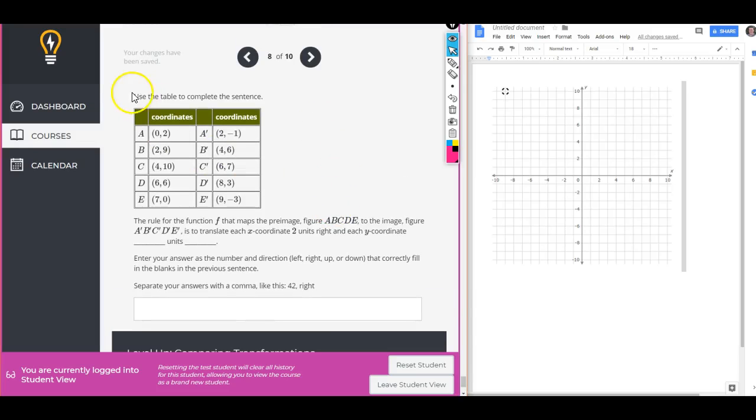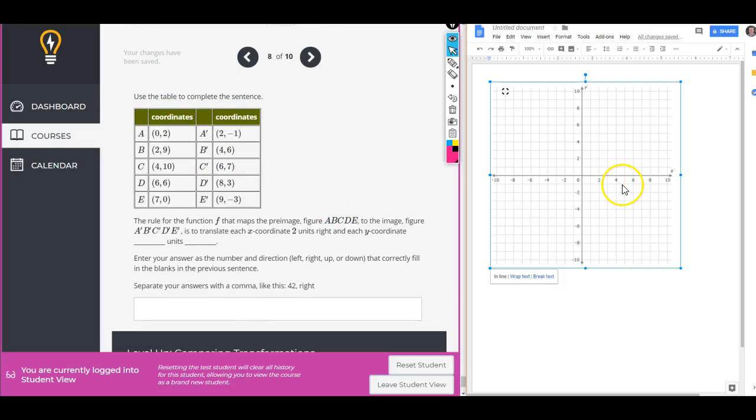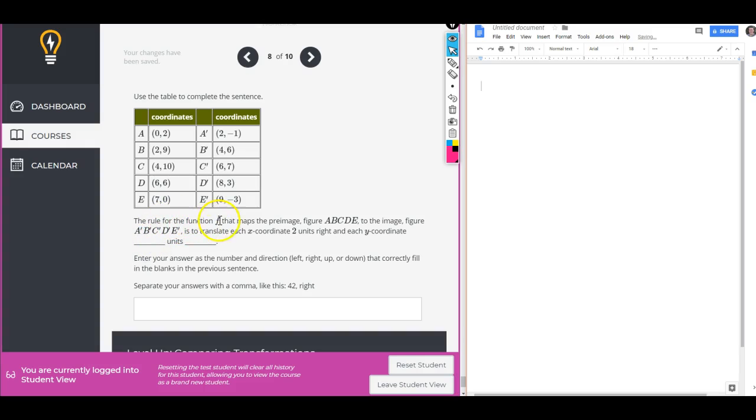Question 8. Use the table to complete the sentence. The rule for the function f that maps the pre-image, the figure A, B, C, D, E, to the image figure A prime, B prime, C prime, D prime, E prime is to translate each x-coordinate 2 units right and each y-coordinate blank units blank.